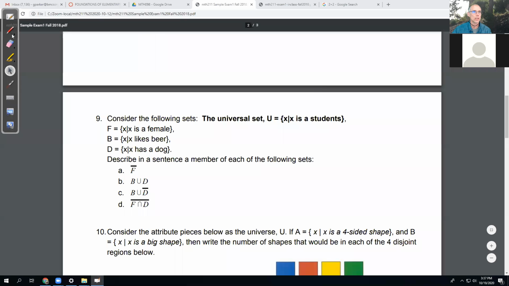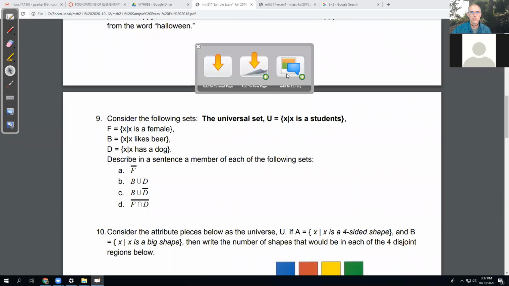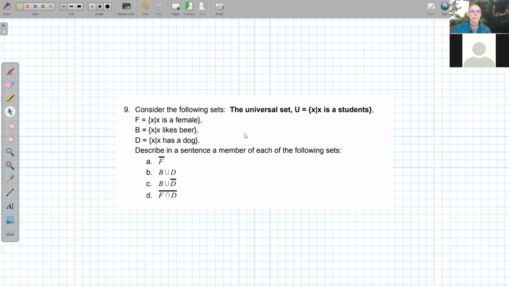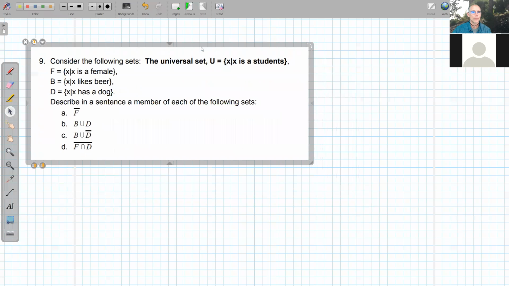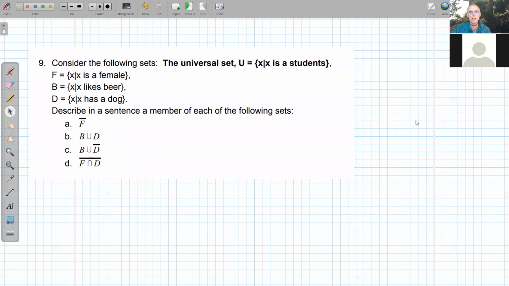So, describing elements of a set is what we have going on here from the 2018 sample exam. All right, so again, important things to keep in mind here, and maybe I'll make a little Venn diagram to go with this in case it helps. Definitely going to need a Venn diagram at least one place on the exam.